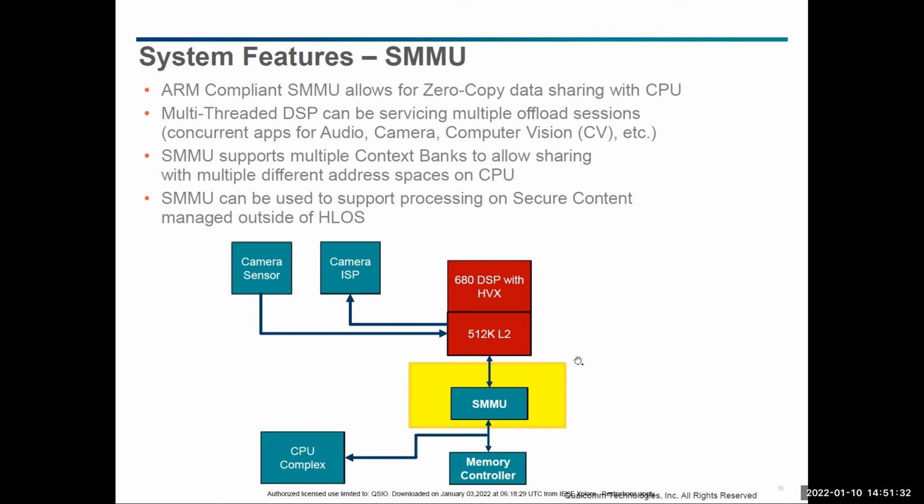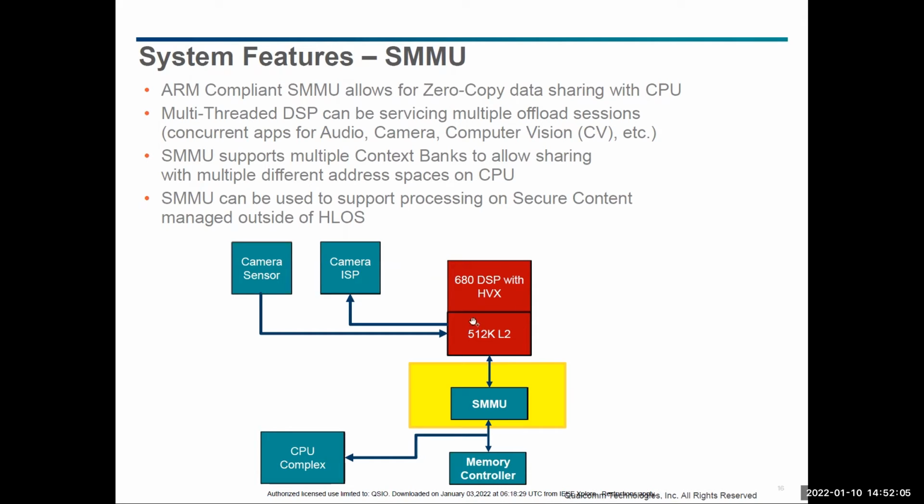Now, what this does is it allows multi-threaded DSP to service multiple offload sessions simultaneously based, obviously, on the priority of the threads that are scheduled. And this is again controlled by the RTOS. So there are multiple components that are playing their part together. The SMMU ensures that the memory allocation is appropriate. The RTOS ensures that the processing for the allocated memory happens appropriately based on the thread priority that is assigned to the threads.